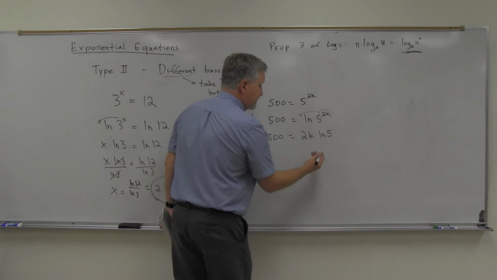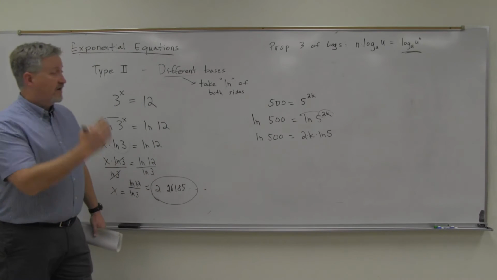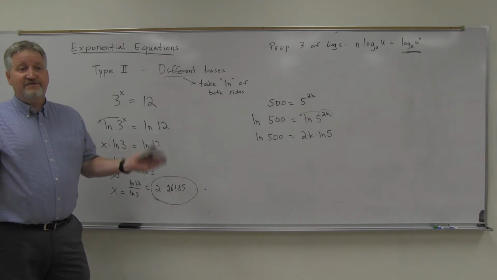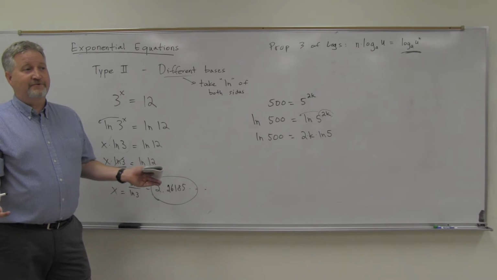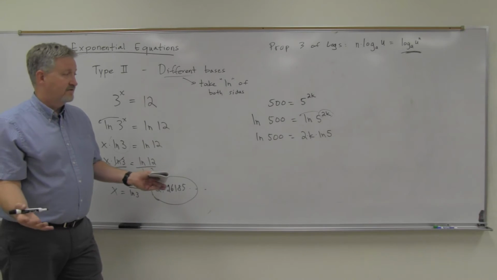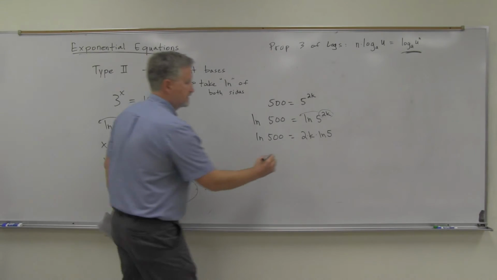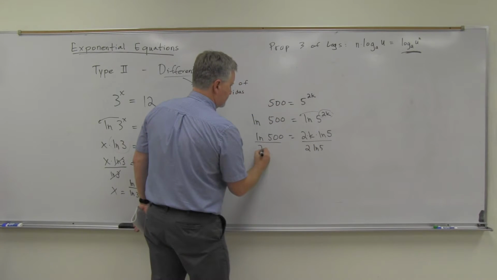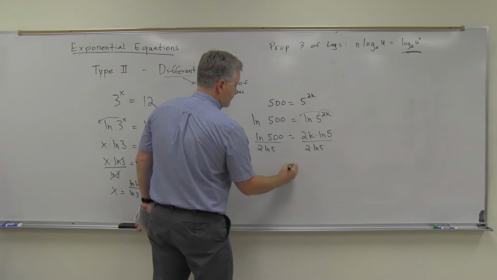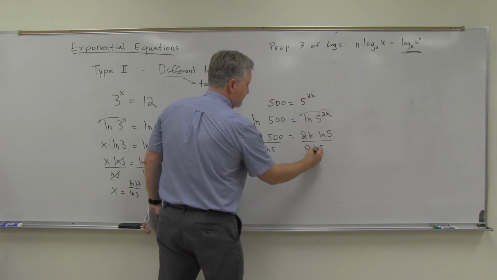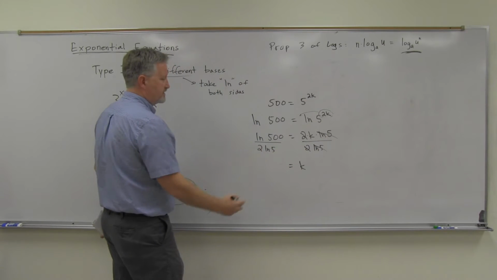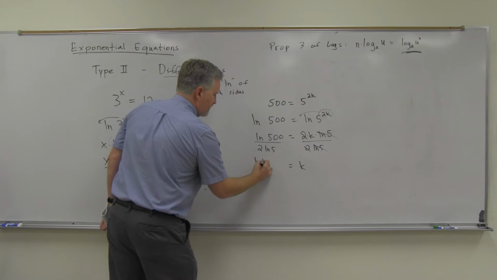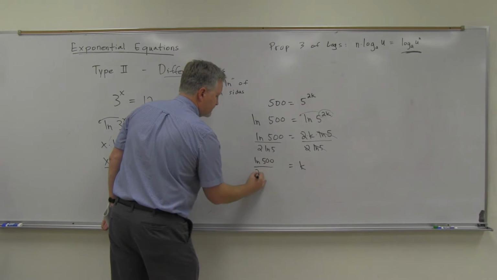Trying to solve for k here, find the value of k. I've got 2 times k times ln of 5, that's just k times 2 numbers, and so to get rid of those 2 numbers, just divide them off. So k, that'll get rid of the 2, that'll get rid of the ln of 5. That's just k then. So it's ln of 500 divided by 2 ln of 5.